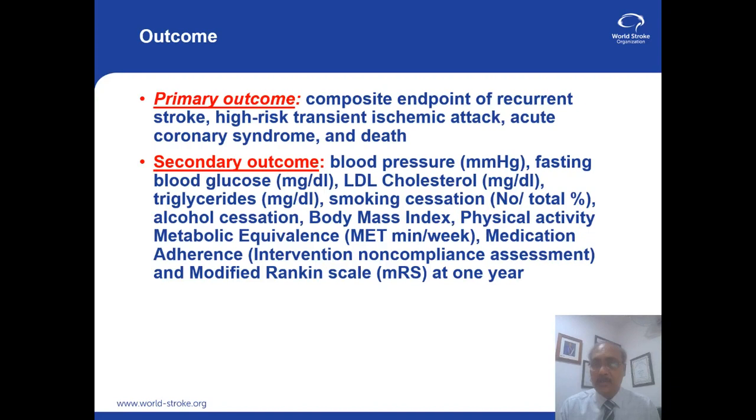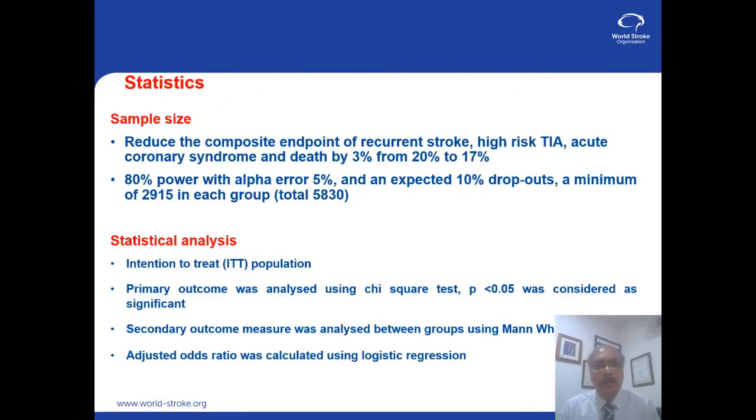The primary outcome was a composite endpoint of recurrent stroke, high-risk TIA, acute coronary syndrome, and death. There were a variety of secondary outcome measures like BP, blood sugar, cholesterol, smoking and alcohol cessation, physical activity, medication adherence, and also modified Rankin scale.